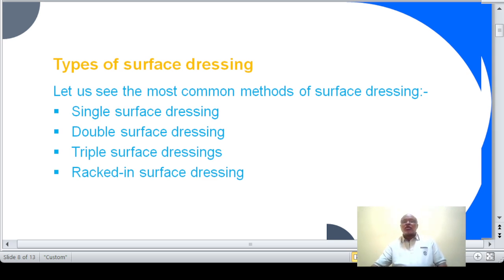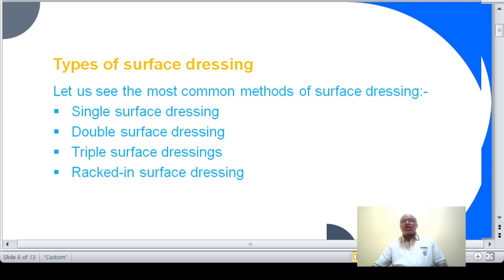The next one is triple surface dressing. Triple surface dressing may be used to advantage where a new road is expected to carry high traffic volumes from the outset. The application of small chippings in the third seal will reduce noise generated by traffic, and the additional binder will ensure a longer maintenance-free service life.